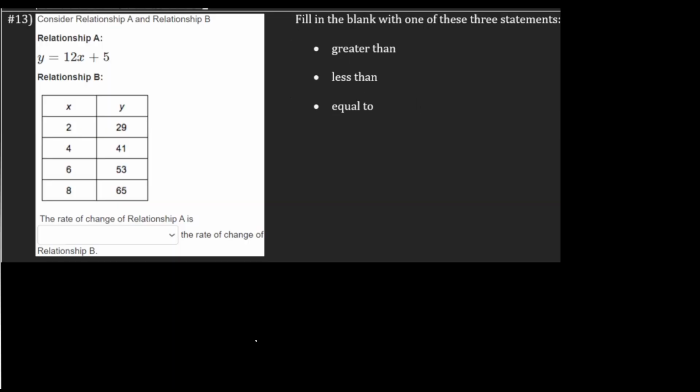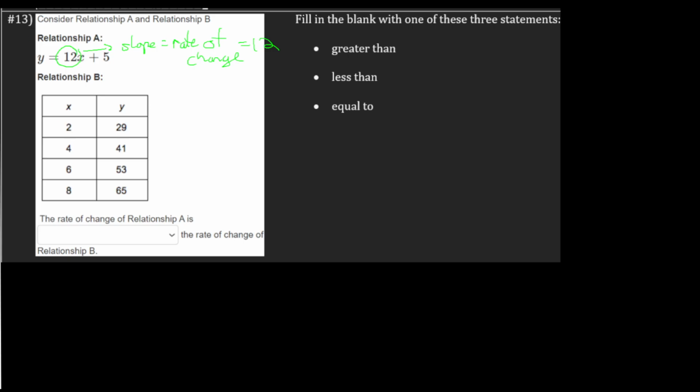Then for number 13, it says fill in the blank with one of these 3 statements. It says consider relationship A and relationship B, so we have a graph and a table. It's asking for the rate of change for A compared to the rate of change for B. Looking at this one, real simple, I know slope is the same thing as rate of change. So slope is equal to 12 for A, and then for B, let's find out what it is.